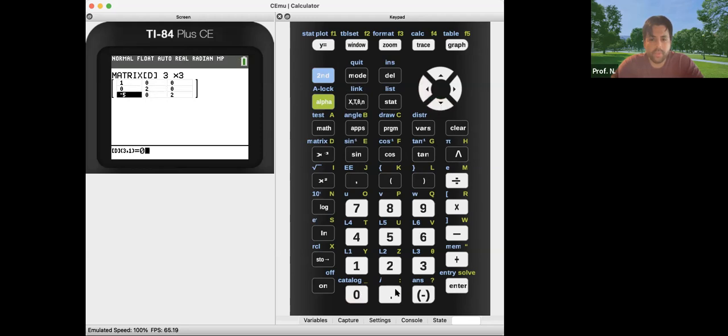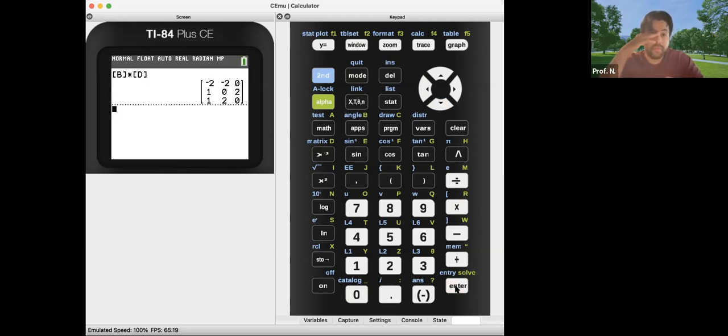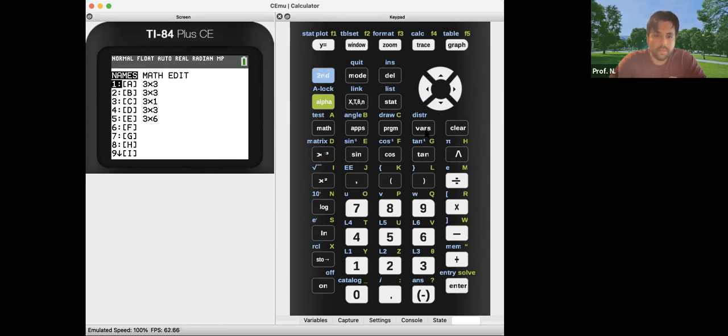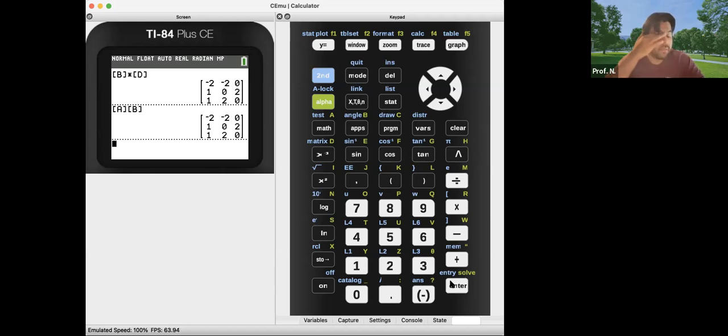And this would also be 0. So when I multiply the matrix P, in this case it's B, multiplied by D, I get this matrix. And then when I multiply A by that same matrix B, I get the same matrix. So here I've confirmed that A times P is equal to P times D.